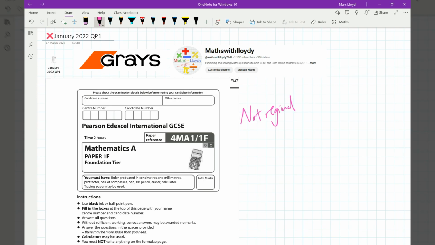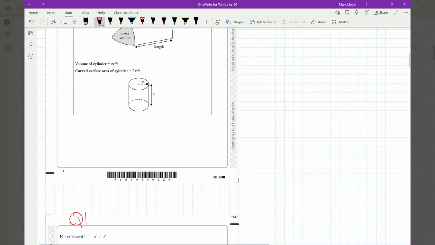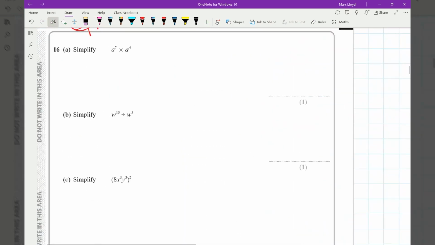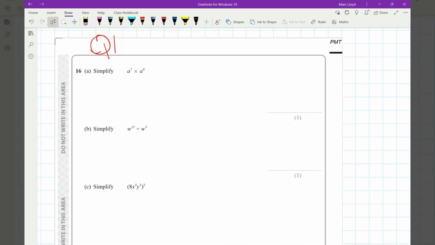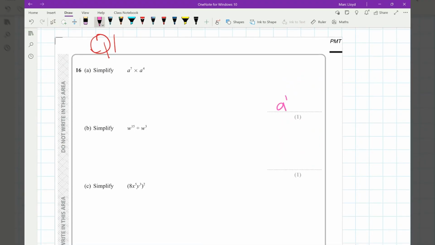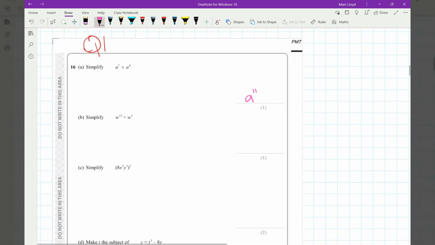So let's get into it. Let's get started for this first video. Question 1, simplify a to the 7 times by a to the 4. So we add those two powers together, giving us a to the 11. Part B, we're dividing and therefore we're subtracting. So w to the 12 there.